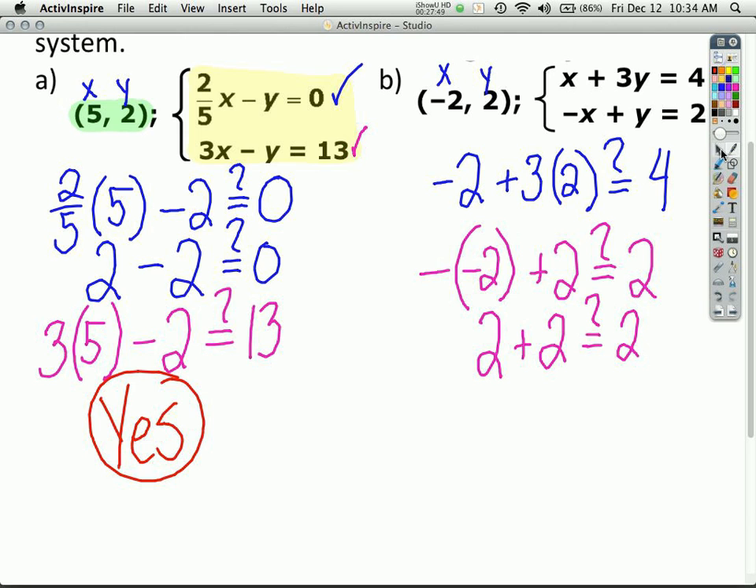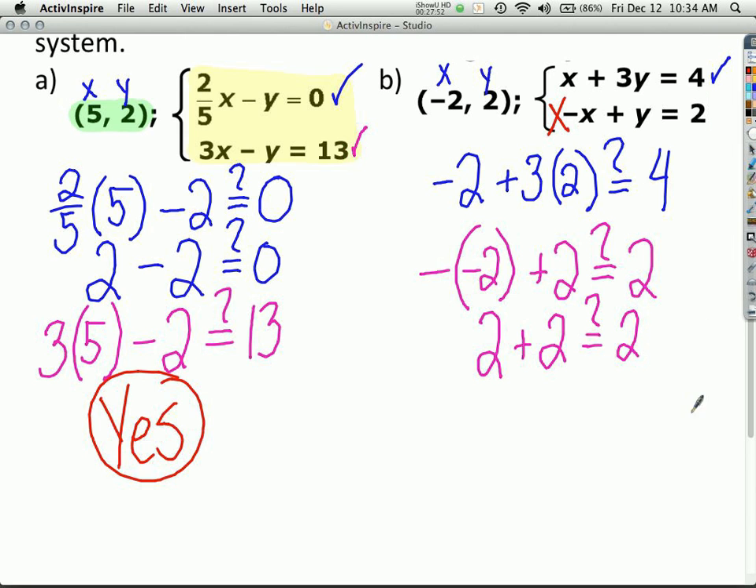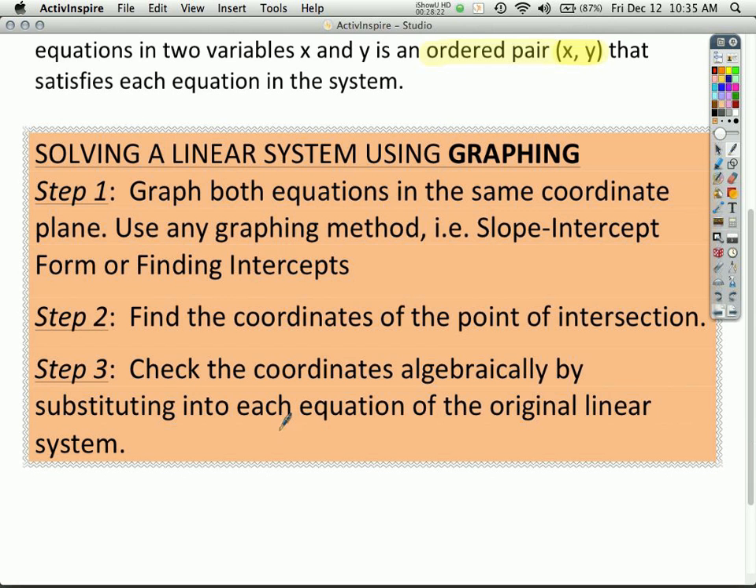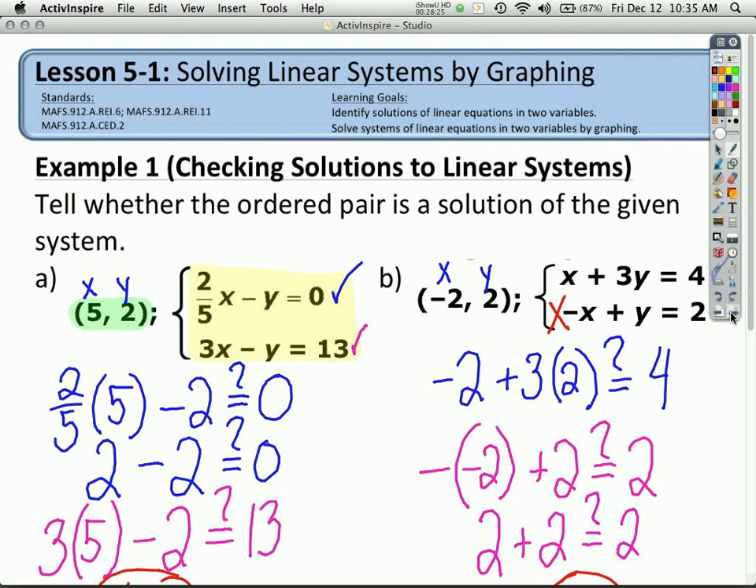It does not work for the second equation. It does not work for that one. So what that means is this point is on this line, but it is not on this one. And so no, it is not the solution to the system. Does anyone have any questions about what we did? So all we've done so far is learn how to do step number 3. Any questions?